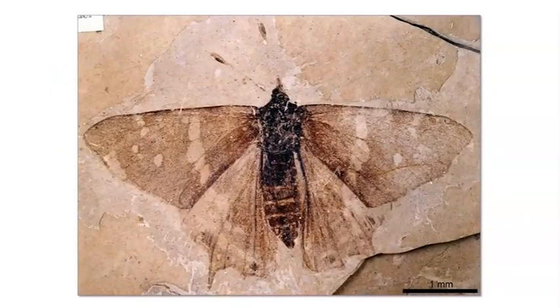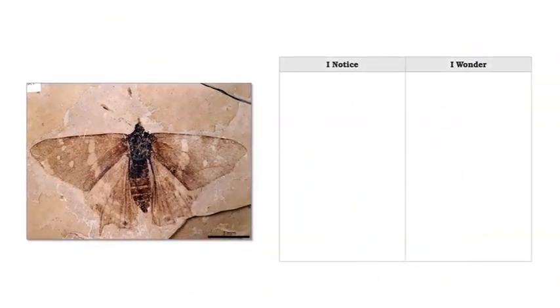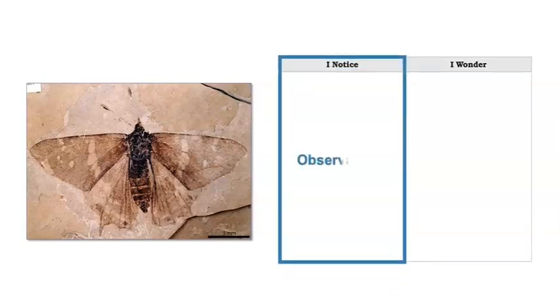But wait, take a look at this. Scientists found the object in this photograph in a rock. After this video, you will record your observations and questions about this photograph in the Notice and Wonder chart in your science journal. You'll record your observations in the I Notice column.